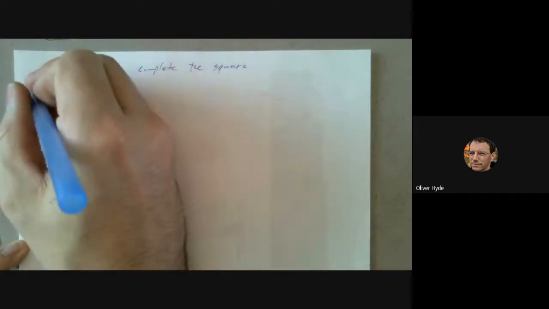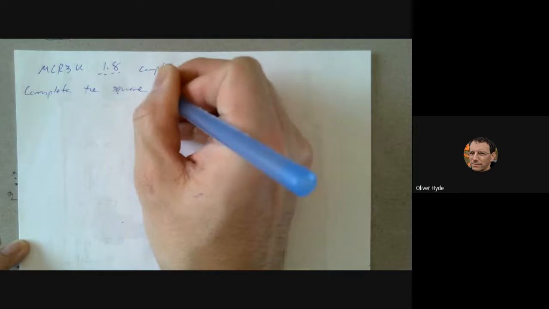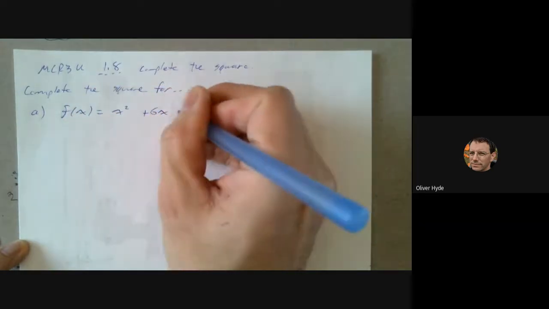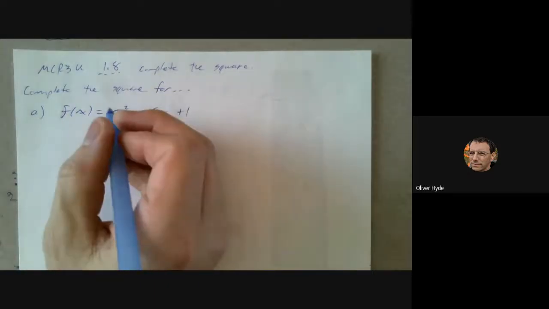Hello, Royals. Let's talk some more about completing the square. Let's say our directions are complete the square. We'll do a couple of examples today. Let's start with a monic example, which I sometimes skip in class because I don't like teaching students how to deal with it.